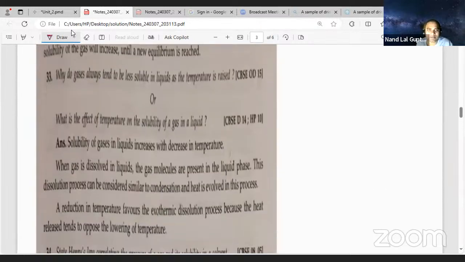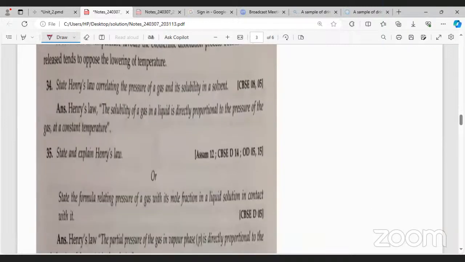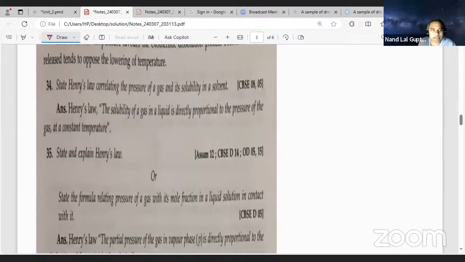Leave it, very easy. Why do gases always tend to be less soluble in liquid as temperature rises? That you know, it is an exothermic process. Sir, this is from NCERT. If you scroll up a bit, I can show you. Okay. Next one.